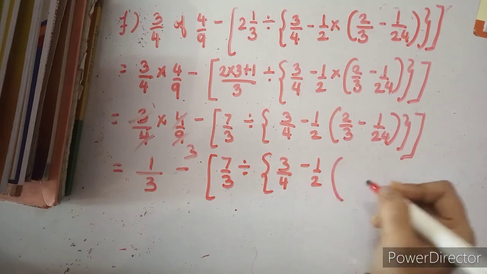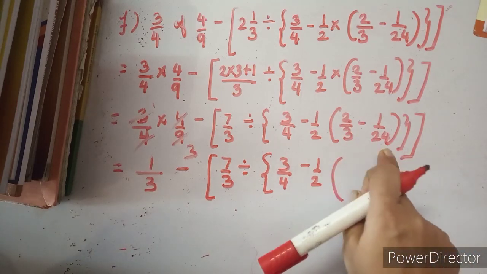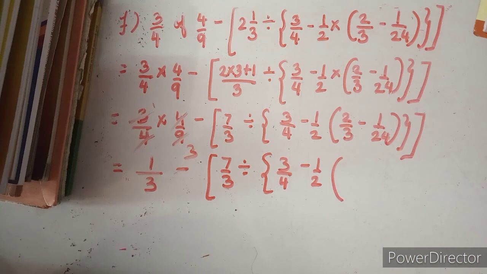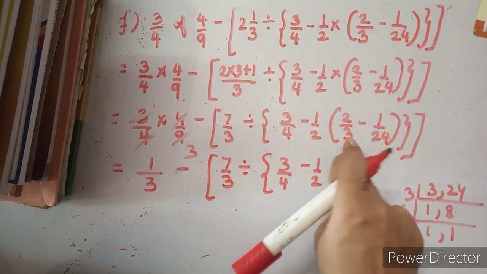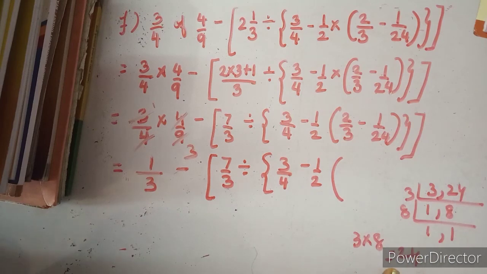Now go for the LCM of these two numbers. Now you can see that I have taken out the LCM of these two numbers. It gives you 24. So make the denominators 24.